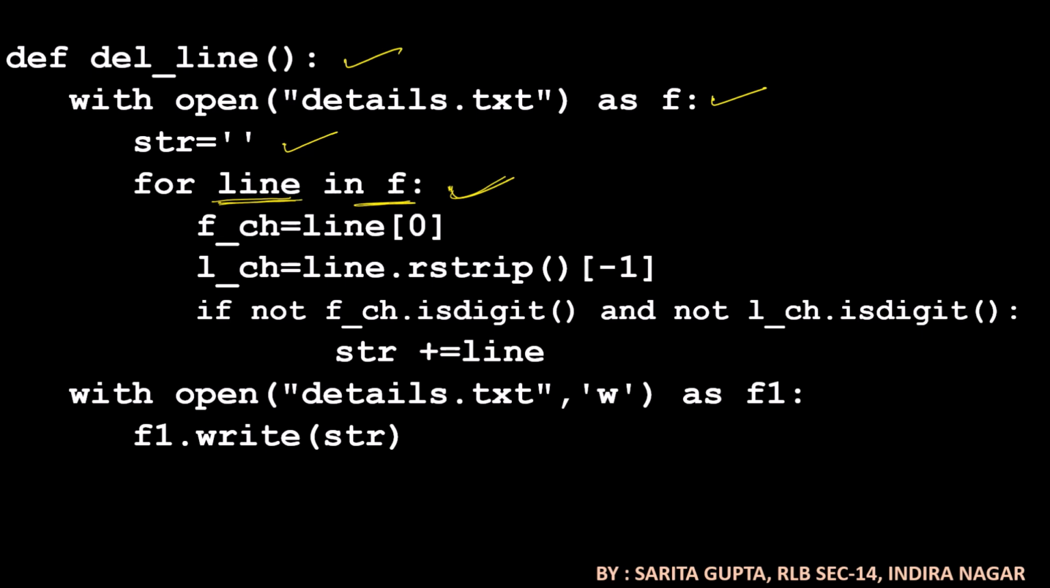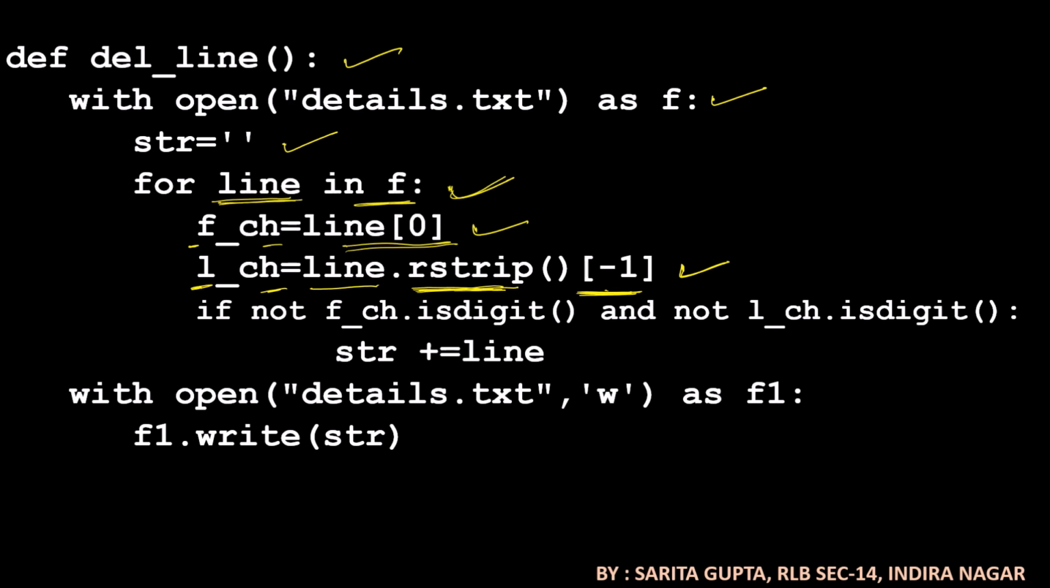Next, obtaining the first and the last character of the line as line[0] in a variable, suppose fch, and line.rstrip()[-1]. rstrip I am using in order to remove the \n which will be read in each line. Then writing -1 as index will give you the last character of the line after removing the \n. Here, this I am storing in another variable, suppose lch.